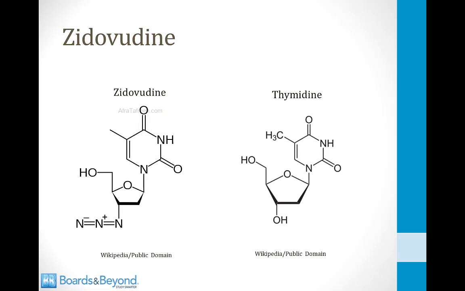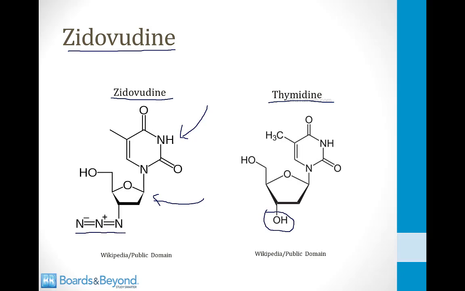So as an example, let's look more closely at the drug zidovudine. Zidovudine was one of the first HIV drugs on the market. It was called AZT. This is the chemical structure of zidovudine on the left, and this is the chemical structure of thymidine on the right. And you can see that they are very similar. Zidovudine has the same base as thymidine, and it has a ribose sugar just like thymidine. What's different is that thymidine has a hydroxyl group right here, whereas zidovudine does not.